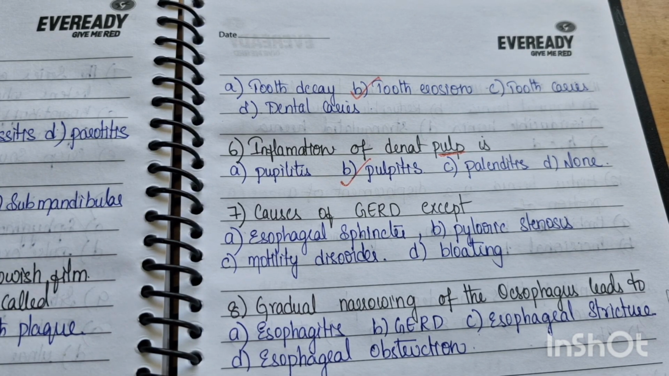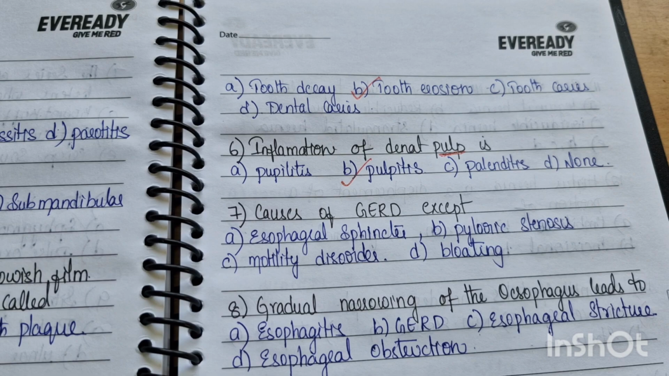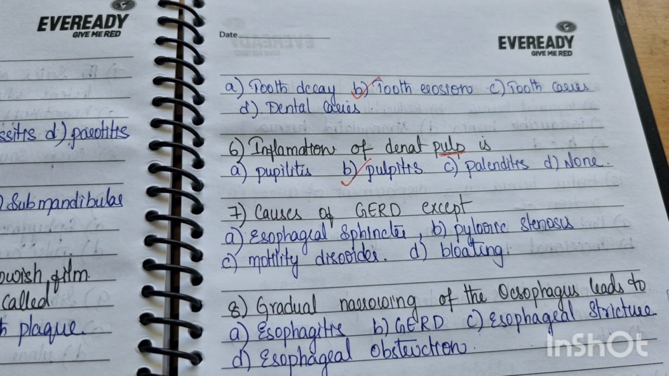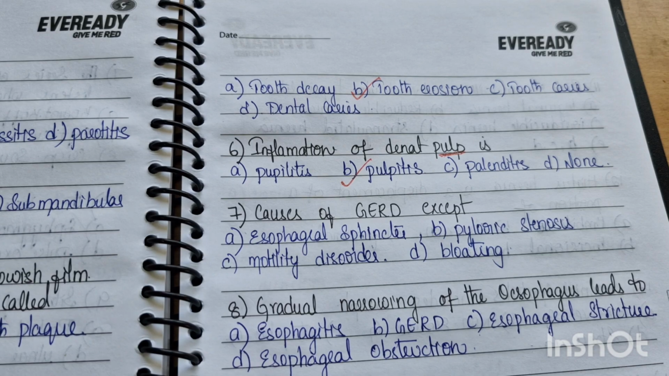And the seventh one is the causes of GERD except. What are the causes, and what is GERD? Gastroesophageal reflux disease. What are the causes of GERD except, meaning there are some causes given below, but one of them is not a cause. What options have they given? Esophageal sphincter, pyloric stenosis, motility disorder and bloating.